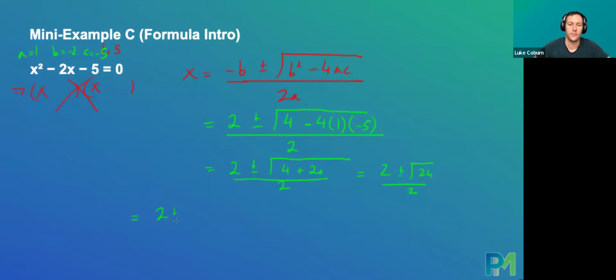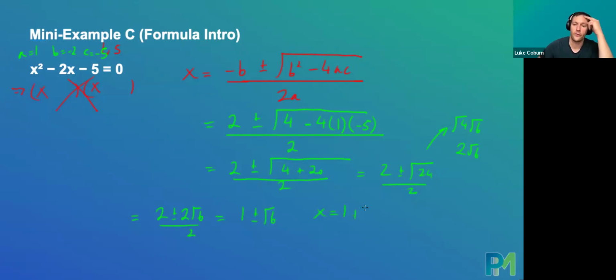And then this is 2 plus or minus the square root of 24 all over 2. Now I'm going to look at this and think, is there something in here that I can get the square root of? I believe it's going to be 4, isn't it? So we can take the square root of 24 to be the square root of 4 times the square root of 6, which is going to be 2 times the square root of 6. So this would be 2 plus or minus 2 times the square root of 6 over 2, which is 1 plus or minus the square root of 6.